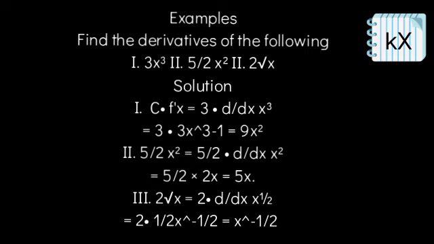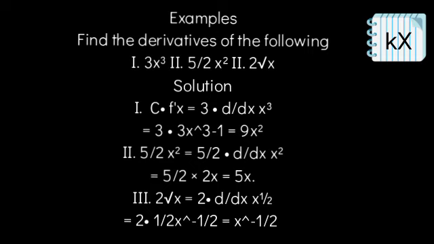For the first one, we have 3x cubed, so what we need to differentiate is x cubed. So we differentiate x cubed to give us 3x raised to power 3 minus 1 according to the power rule we learned earlier. So when we multiply 3 times 3x squared, it gives us 9x squared.